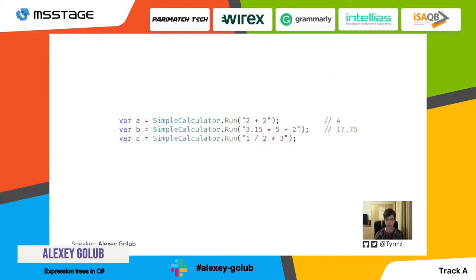So we can run it on some examples. So 2 + 2 returns 4. For something more complicated, it also works correctly. And while it's pretty simple, it actually gets the job done.